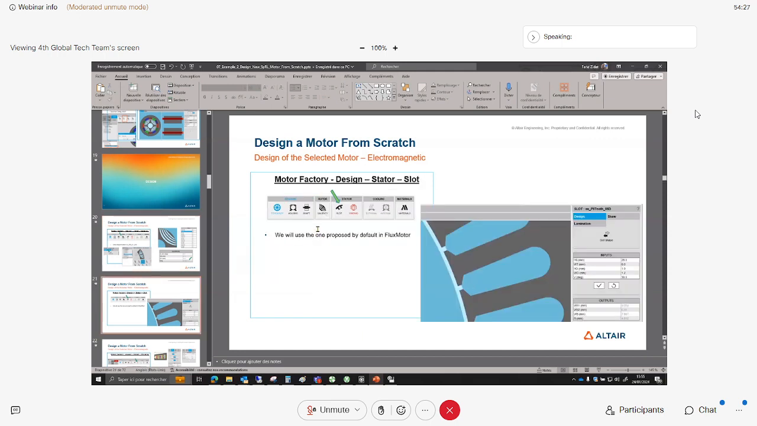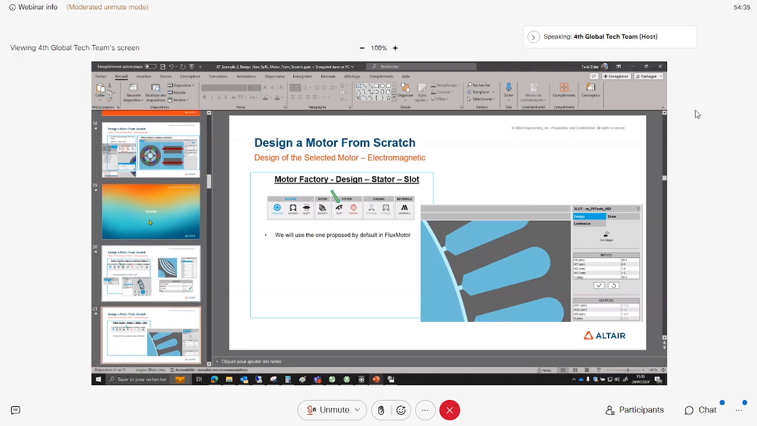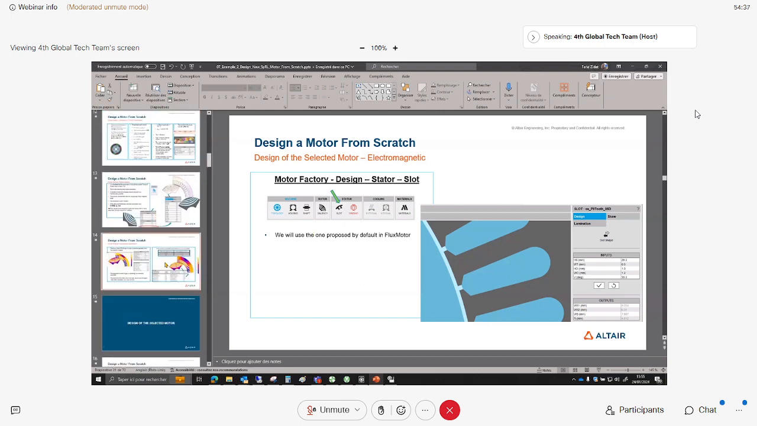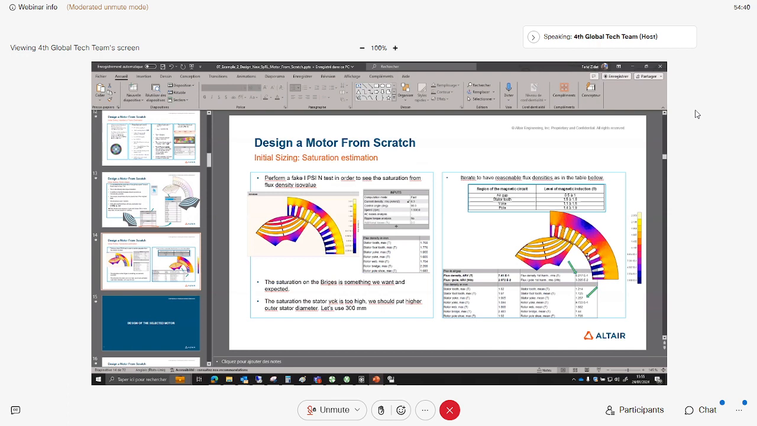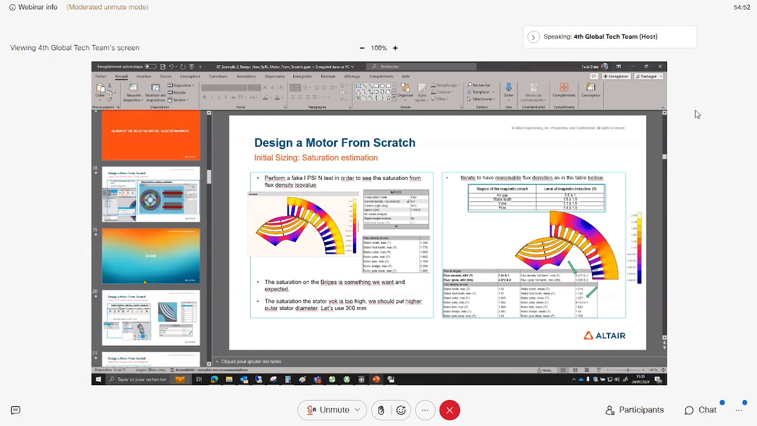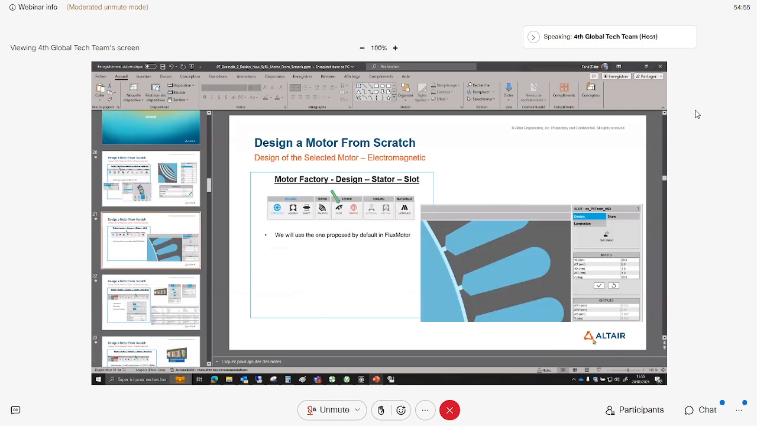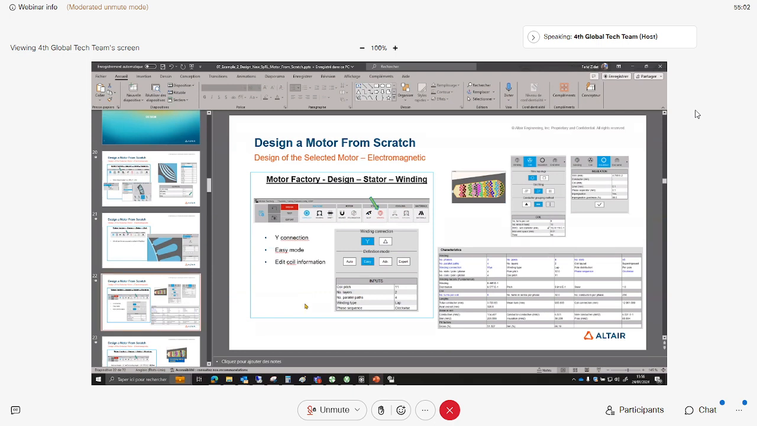Then once we finish the rotor, we have to move to the stator. We have already found the right stator here, because we don't have a lot of saturation on it. So the tooth dimensions are okay here. We will consider these tooth and slot parameters and continue with our winding.